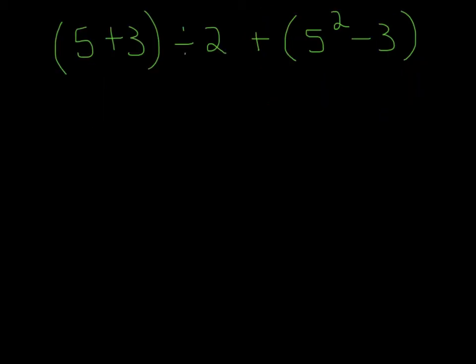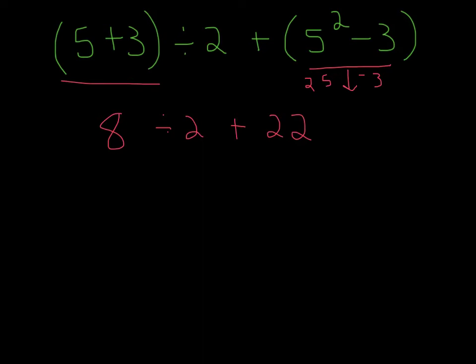Here's our first example using order of operations. So let's find our parentheses first. 5 plus 3 and 5 squared minus 3. So 5 plus 3 is 8. And then you can bring the divided by 2 down. And then plus, inside the parentheses we have both an exponent and subtraction. I think we can do them both at the same time. 5 squared is 25, and we're subtracting 3. So you should get 22 plus 22.